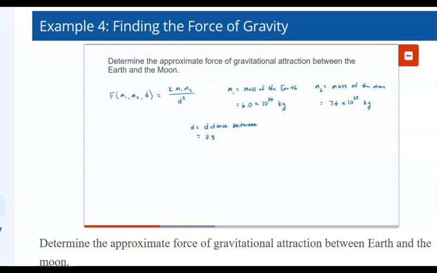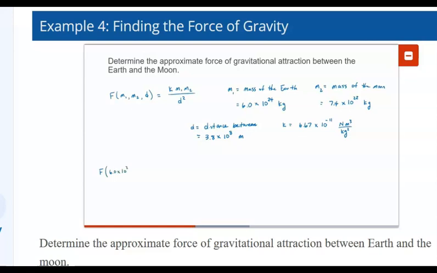The distance between the Earth and the moon is about 3.8 times 10 to the 8th, and that's measured in meters. Now, this is an average distance because the orbit is not a perfect circle. It's an elliptical motion, but on average, this is how far the moon and the Earth are apart. And that constant in the function has also been calculated to be 6.67 times 10 to the minus 11 Newton cubic meters per square kilogram.